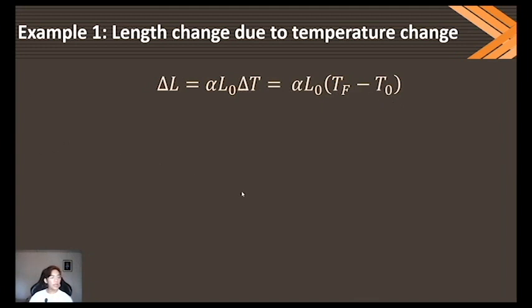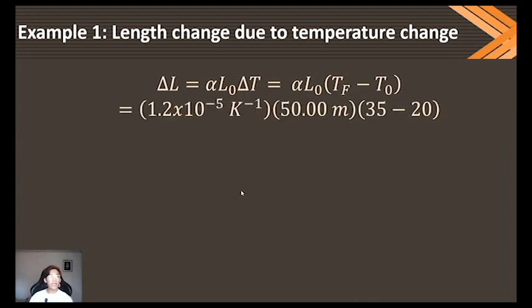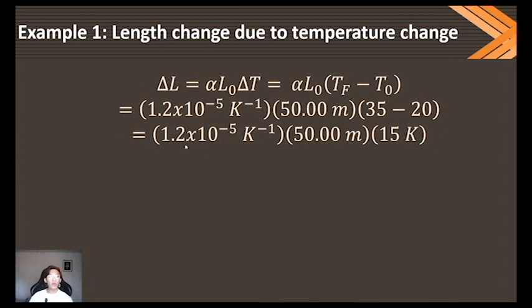Now, let's substitute the values for each variable. Our coefficient of linear expansion is equal to 1.2 times 10 raised to the power of negative 5 per Kelvin times 50.00 meters times 35 minus 20. If we simplify this, we have 1.2 times 10 raised to the power of negative 5 per Kelvin times 50.00 meters times 15 Kelvin. If you multiply the three values that we have here, your delta L is approximately equal to 9.00 times 10 raised to the power of negative 3 meters.